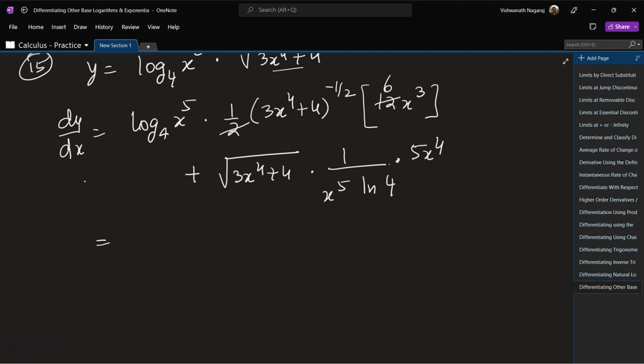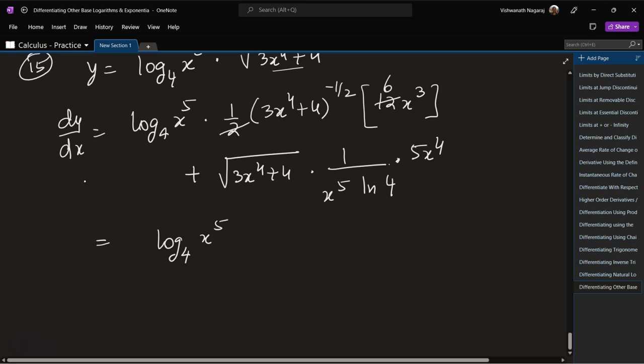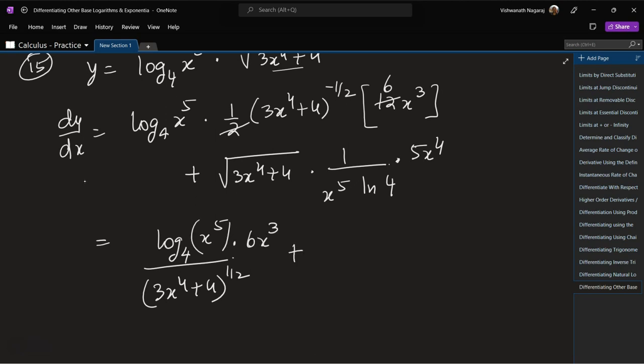That is the only simplification possible as of now. Okay, so log to the base 4 of x to the power of 5 times, no, let's take it down, 3x^4 plus 4 to the power of half times 6x^3 plus 5x^4 times 3x^4 plus 4 to the power of 1 by 2, over x to the power of 5 natural log of 4.